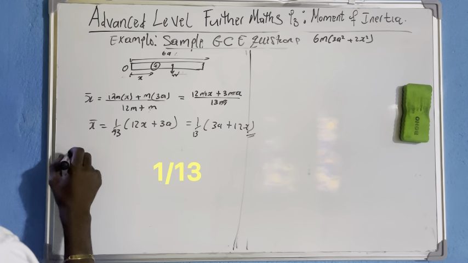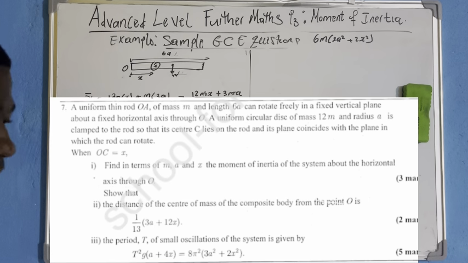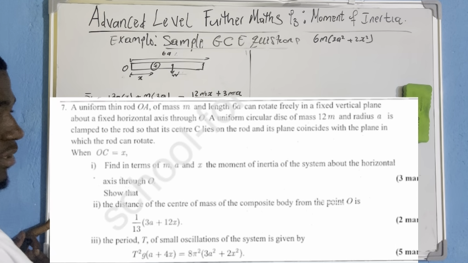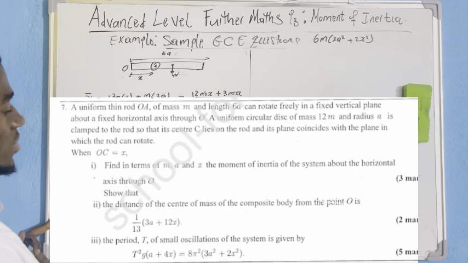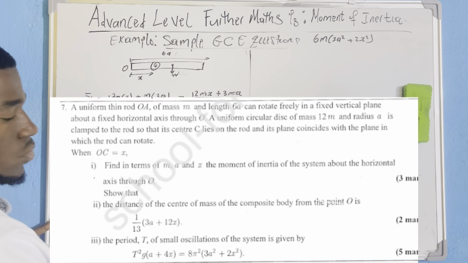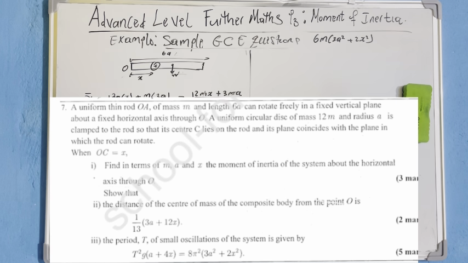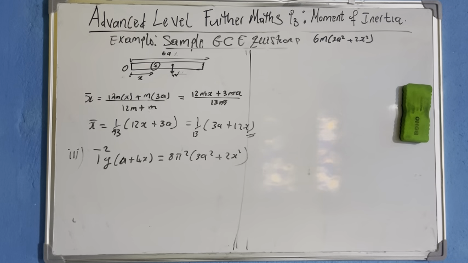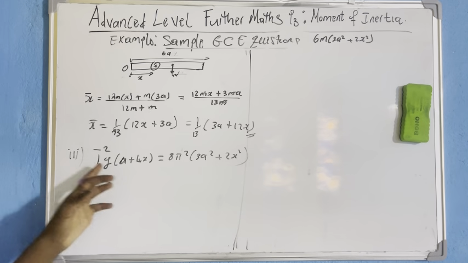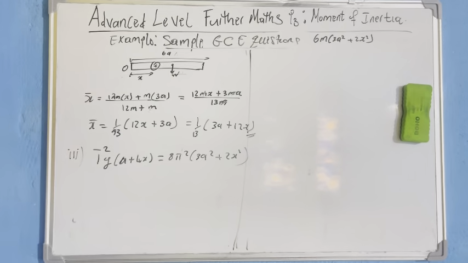Then Roman 3 for 5 marks. The period T of small oscillations of the system is given by T squared equals 8 pi squared (3a squared plus 2x squared) over g(a plus 4x), exactly. So that is 5 marks. We are asked to show that the period of small oscillation of the system is this.